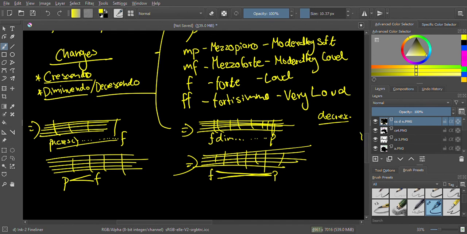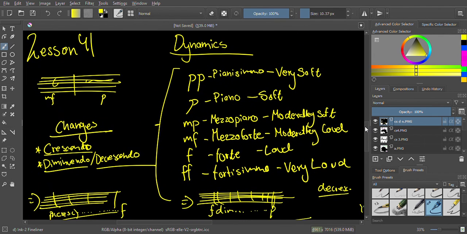Regardless, that's all there really was to cover on dynamics for today. This is number 41. They're very important. Most people ignore dynamics, but they're incredibly important because they're the only thing that's defining volume, which is one of the key elements of music.